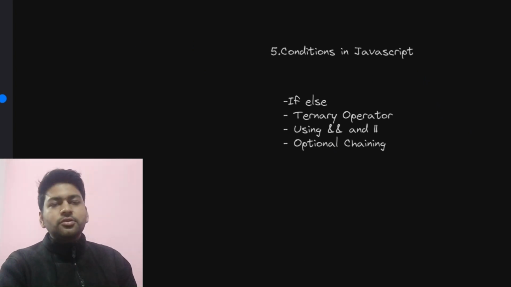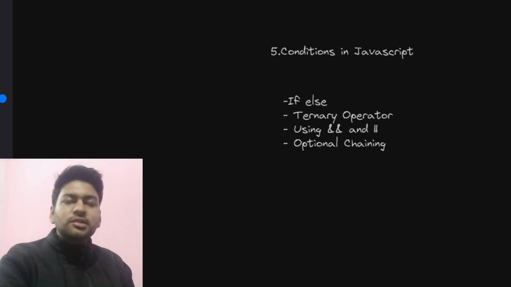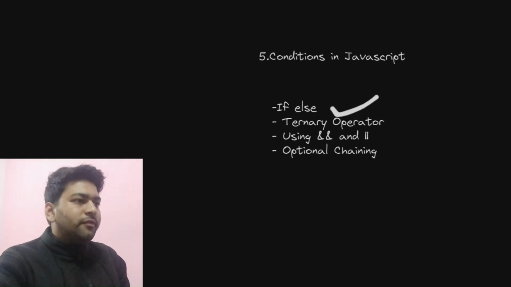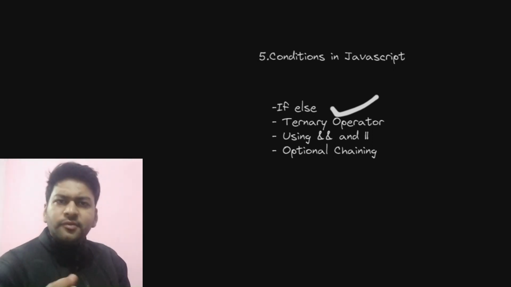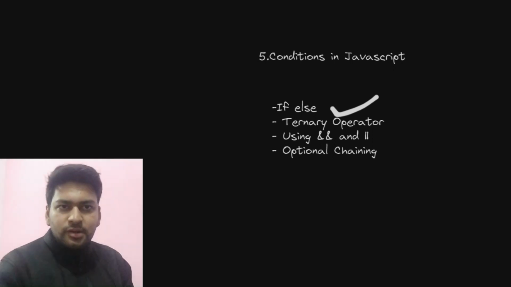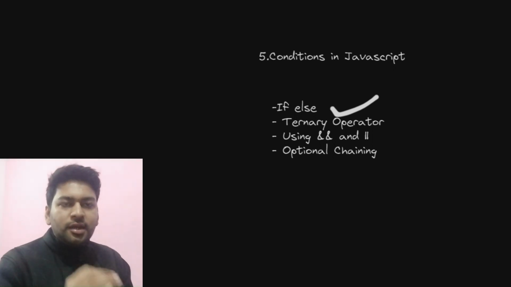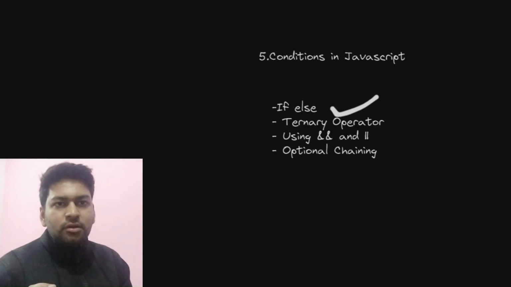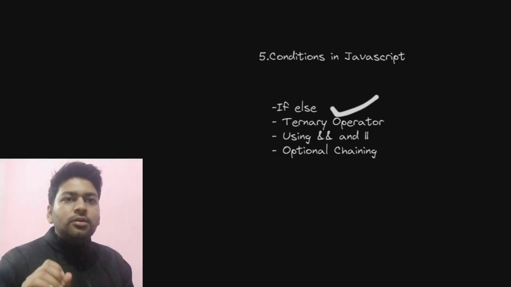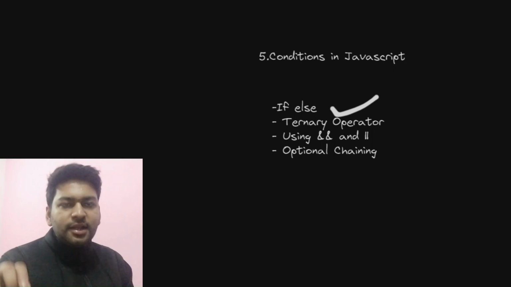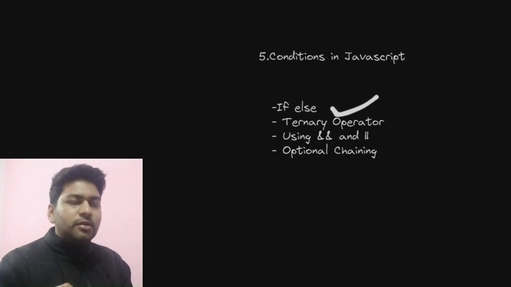So you should know conditions in JavaScript because it is used for decision making. You should know the if else part. If you have done simple programs like that, like if age is greater than 18, it will print you are eligible to vote, in the form of console log, else you are not eligible to vote, in the form of console log. You can write like that.